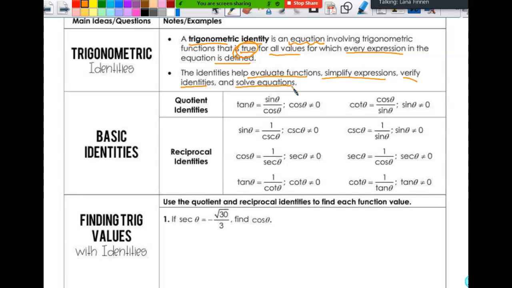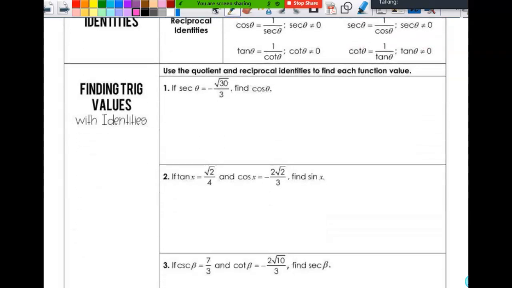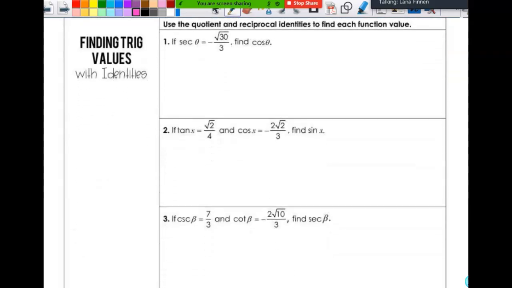And as you go through this stuff, make sure you're reading the directions and doing it in the way that it says. So it says to use the quotient and reciprocal identities to find each value. So those are the only ones we know right now anyway, so it's really our only choice. So if we look at this, I have secant theta, right? It's equal to negative square root of 30 over 3, and I want to find cosine.